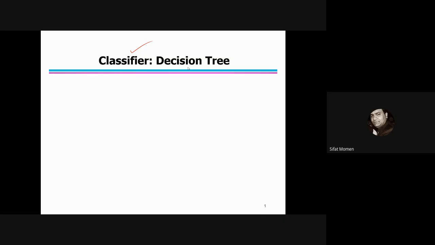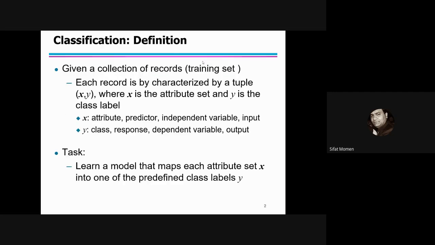So far we have looked into the 0-R classifier, and we have looked into the 1-R classifier. Now today we are going to look into another classifier called the decision tree classifier. Let's have a look at what this is about. First of all, understand it's a classifier, so because it's a classifier, it's going to do classification. So what's the classification problem?